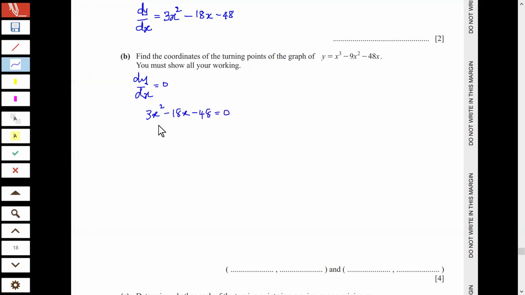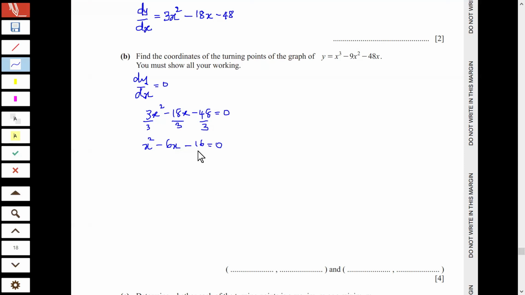So here we're having a quadratic equation. We have to factorize this, and we can simplify by dividing by a common factor. Divide by 3, divide by 3. By doing this, we're going to be left with just x squared minus 6x minus 16 equal to 0. Okay, now we can easily factorize this.